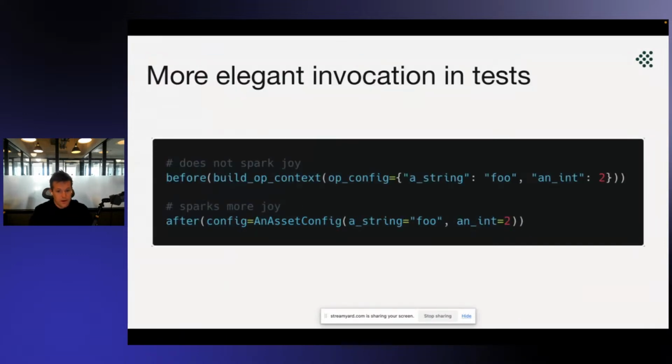It also makes other use cases way more elegant. For example, before, if you were invoking an asset in a test context, you'd have to know to import this thing called build op context and then set the config dictionary to it and so on and so forth. Now, you can just invoke the asset as a plain old Python function. You pass it the config option it requires, along with anything else it requires, and you're off to the races. So this sparks much more joy than the previous way we had to do things.